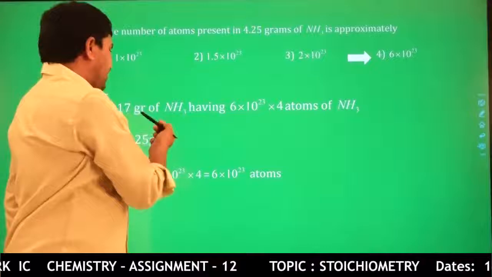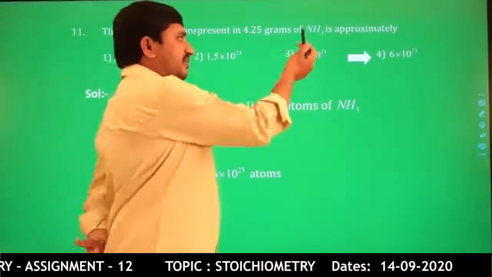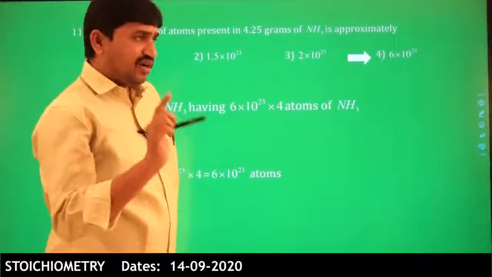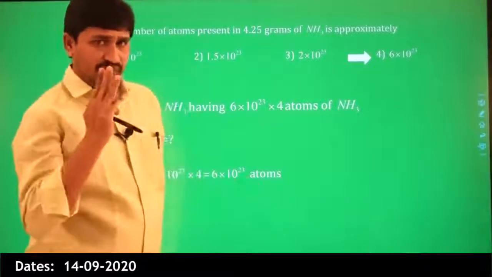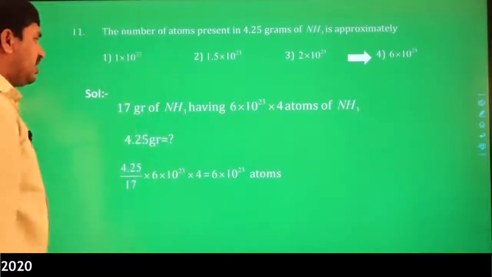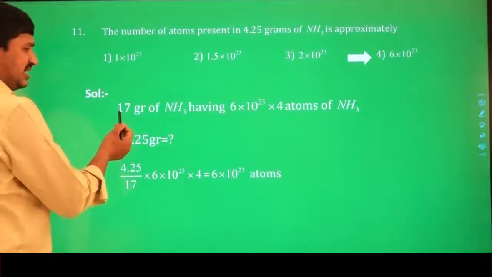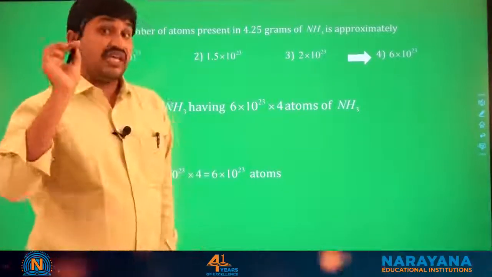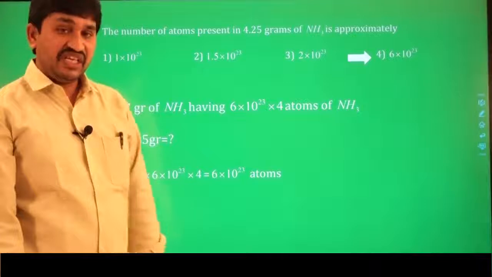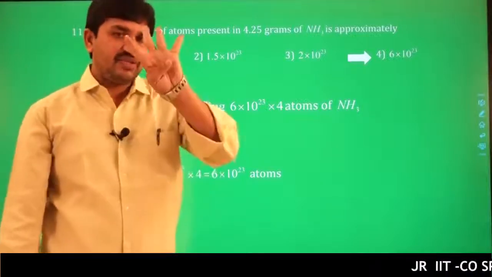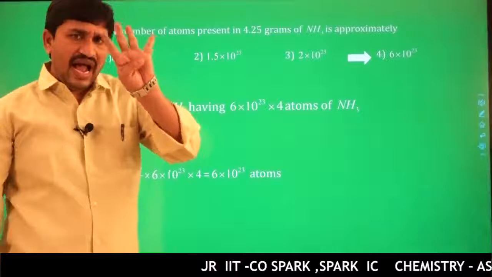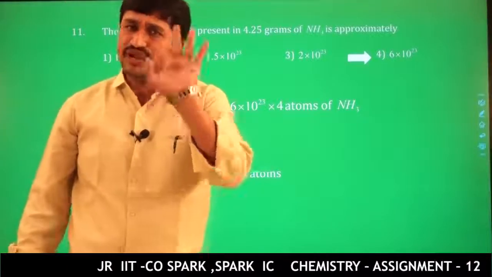Ammonia gram molecular weight is 17, because nitrogen gram molecular weight is 14 and each hydrogen gram molecular weight is 1, and 3 hydrogens give 3. 14 plus 3 is 17. That means, under STP condition, 17 grams of ammonia has 6.023 into 10 power 23 ammonia molecules. And each ammonia contains how many atoms? 4 atoms: 1 nitrogen atom, 3 hydrogen atoms. 4 atoms are present in each ammonia molecule.